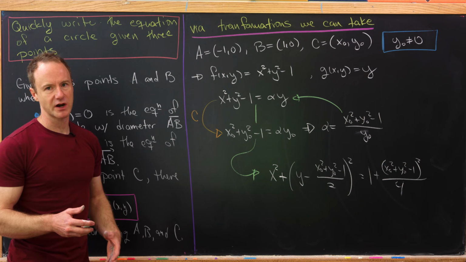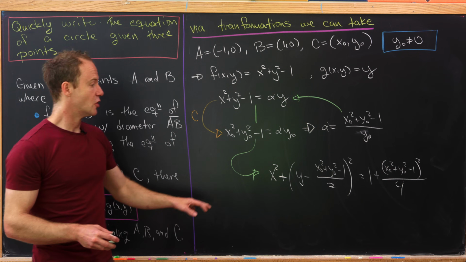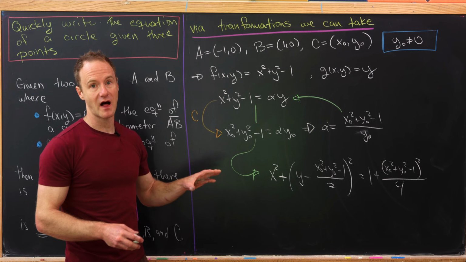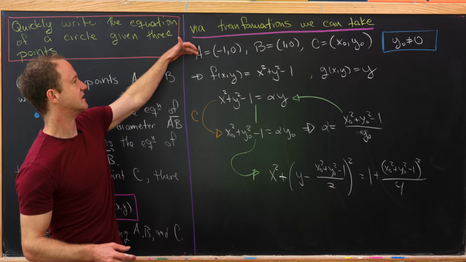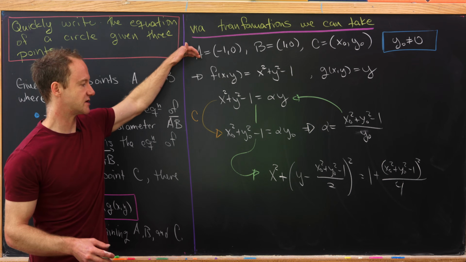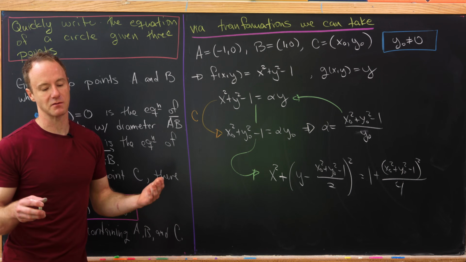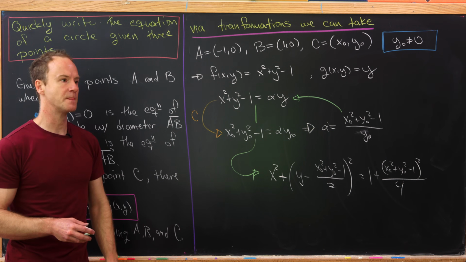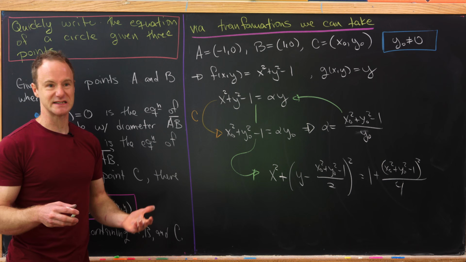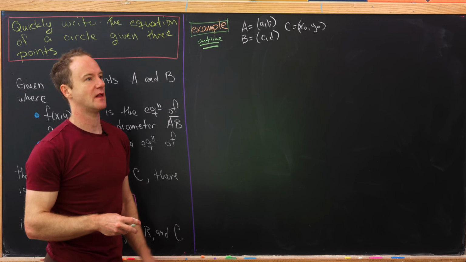And then let's say we wanted to go back to our arbitrary choices of A, B, and C. Well, you would simply apply the inverse of the transformations that got you to this point, to this equation of a circle, and that'll give us our more general equation of a circle. Okay, so let's look at an example of this in action. So let's start by looking at an example outline.